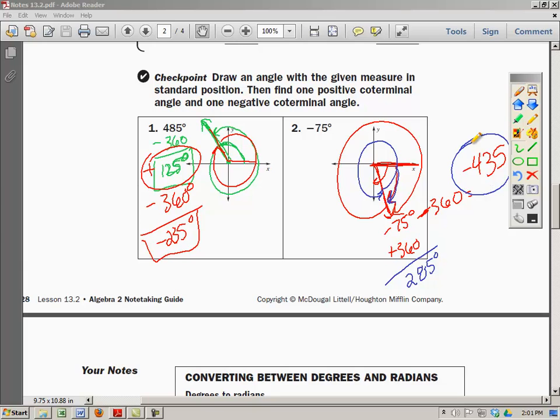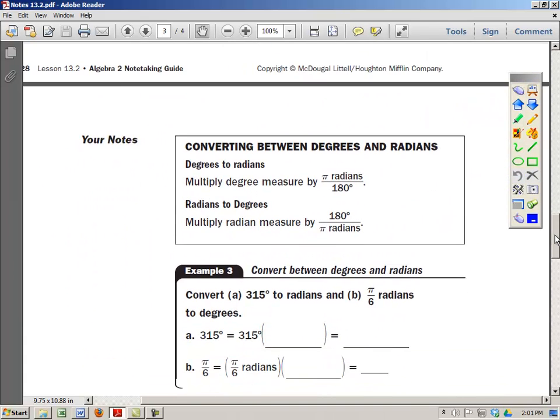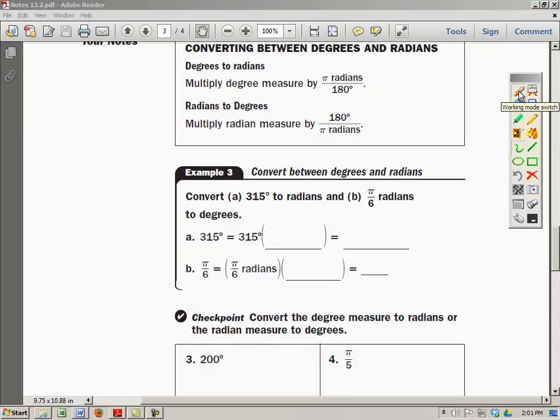Okay, notice you have one negative and you have one positive, and those are both coterminal with negative 75 degrees. All right, yesterday in our last unit circle video, we talked about this idea of converting between degrees and radians.